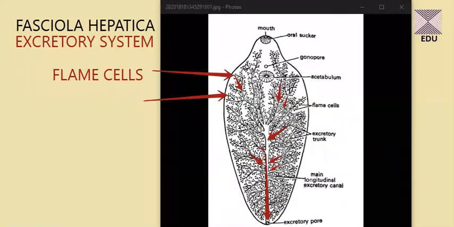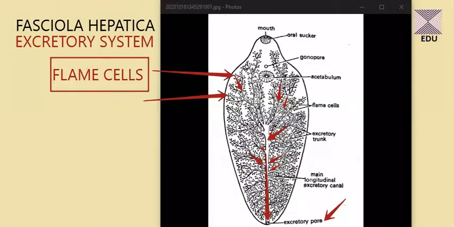Then the urine is carried in various excretory canals to the main trunk. The trunks open into the longitudinal excretory canal, and this canal opens out at the excretory pore at the very end. So that was the whole structure of the excretory system, and the most important cells are the flame cells. Now we have the structure of the flame cell with us.